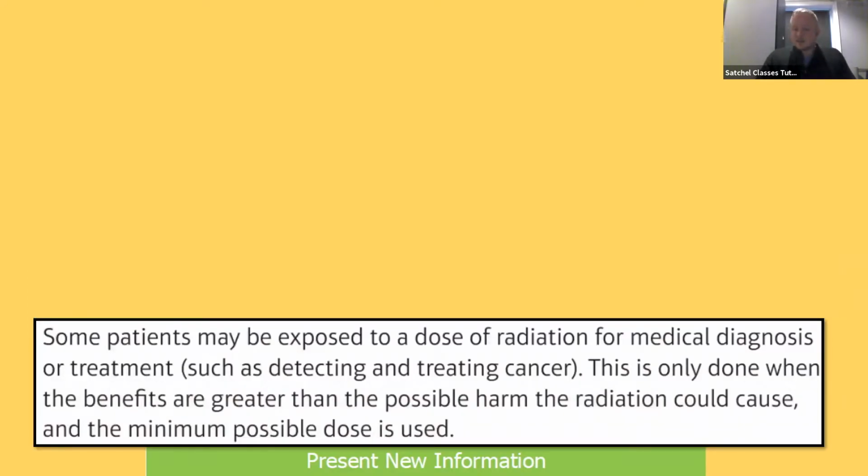Some patients may be exposed to a dose of radiation for medical diagnosis or for treatment, such as detecting and treating cancer. Again, this is only ever done when the benefits are greater than the possible harm the radiation could cause. So, for example, when the benefit of killing a tumor and extending someone's life, making them cancer-free, outweighs the risk of the radiation poisoning that could occur in the time they're being exposed. And at the same time, the absolute minimum possible dose is used.